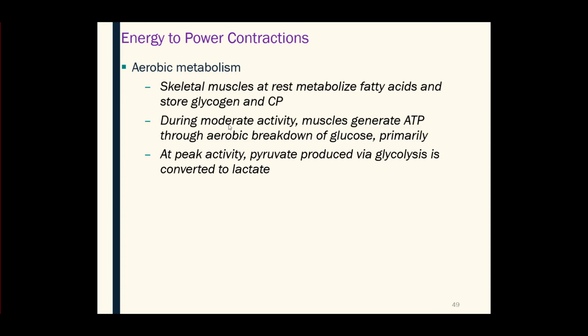Once we switch to, say, moderate activity, the muscles are going to generate ATP by breaking down glucose primarily by aerobic respiration. So say you go onto the treadmill, or you're going to go walk outside, do a moderate workout. This is what we're going to do. We're going to break down more glucose as our main fuel.